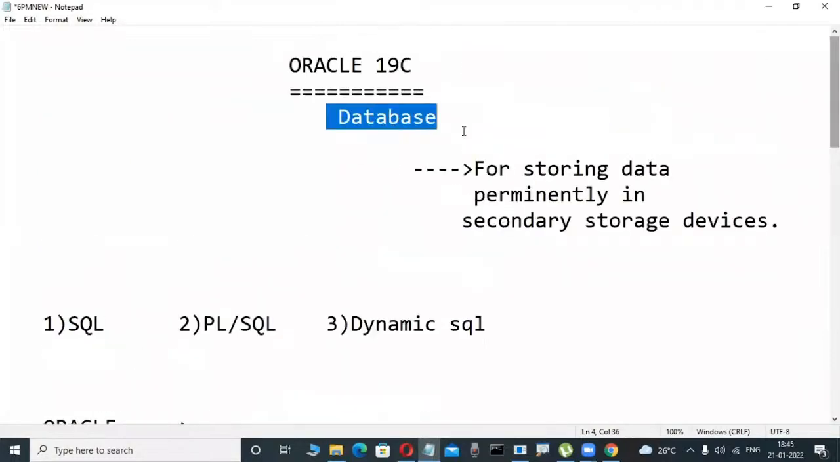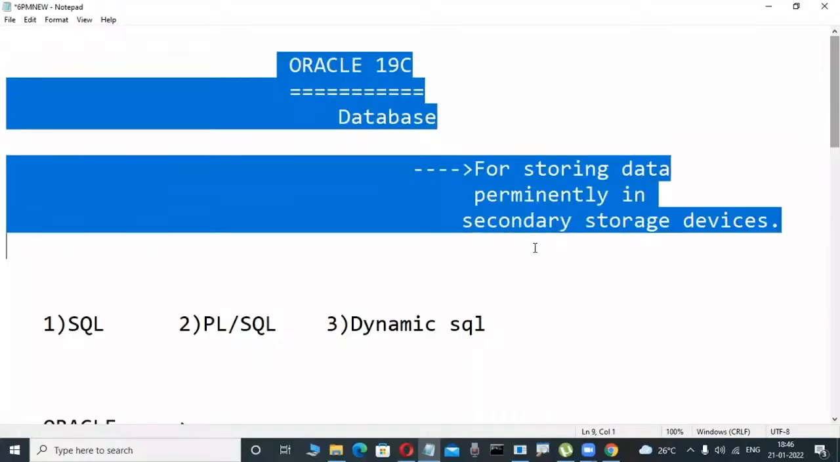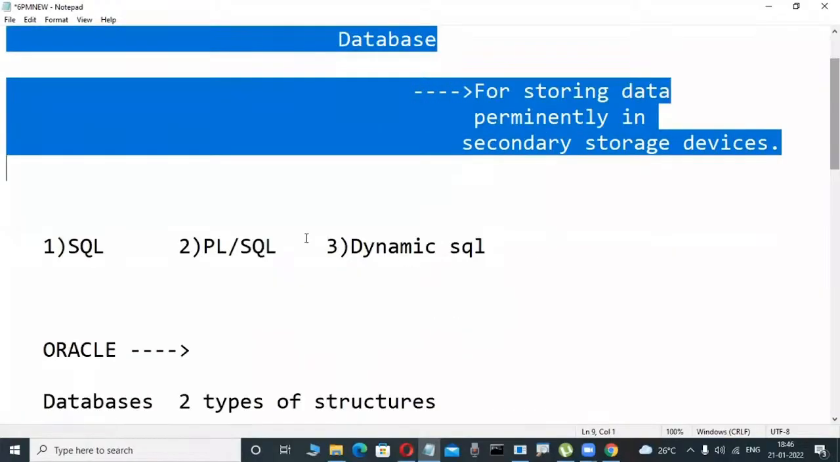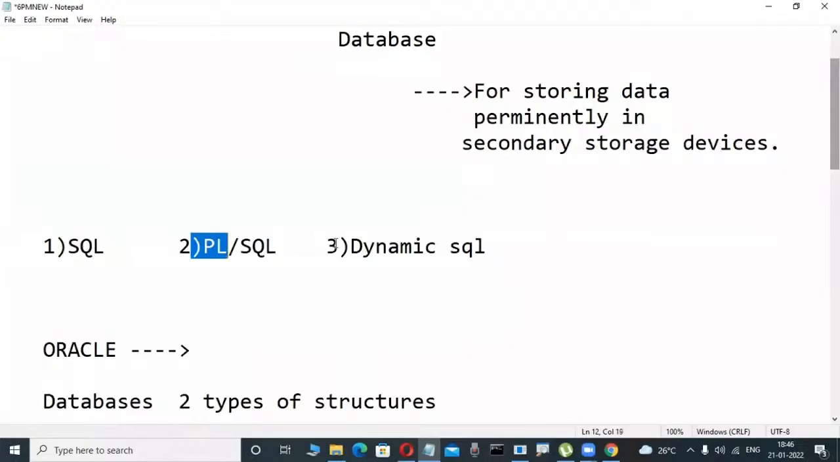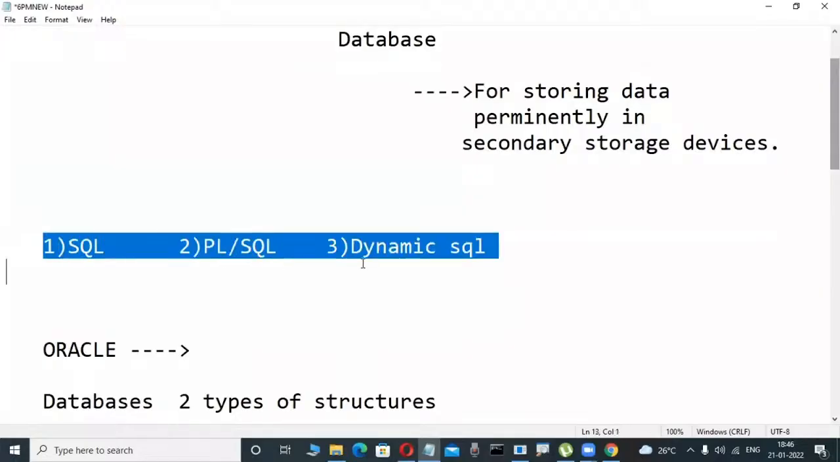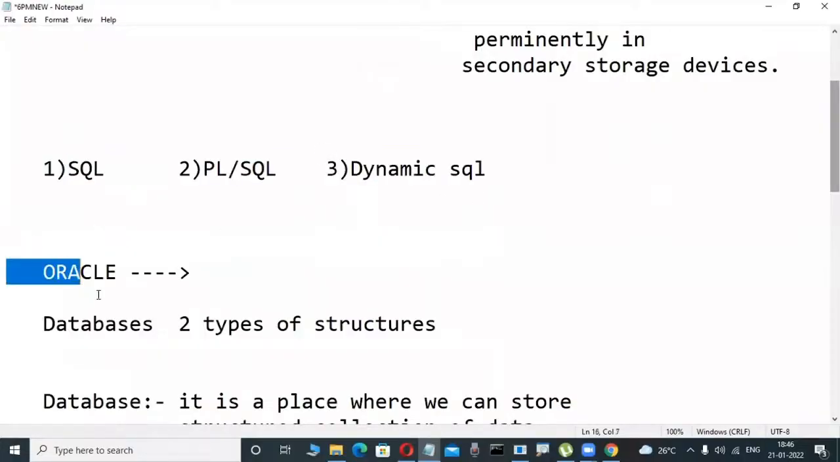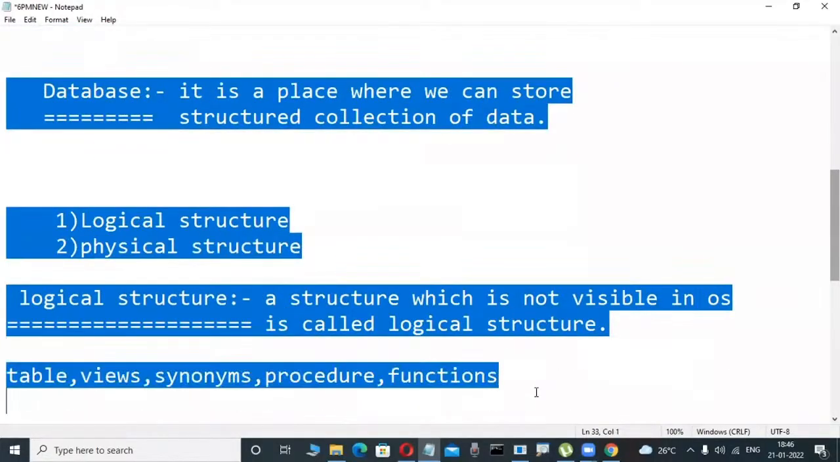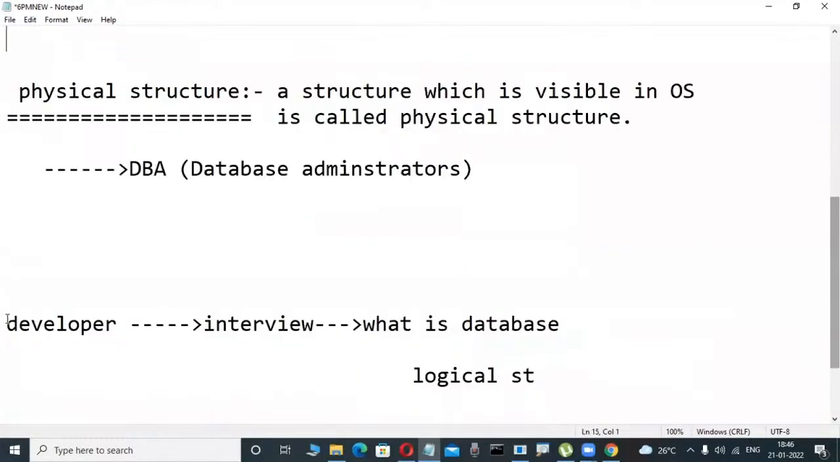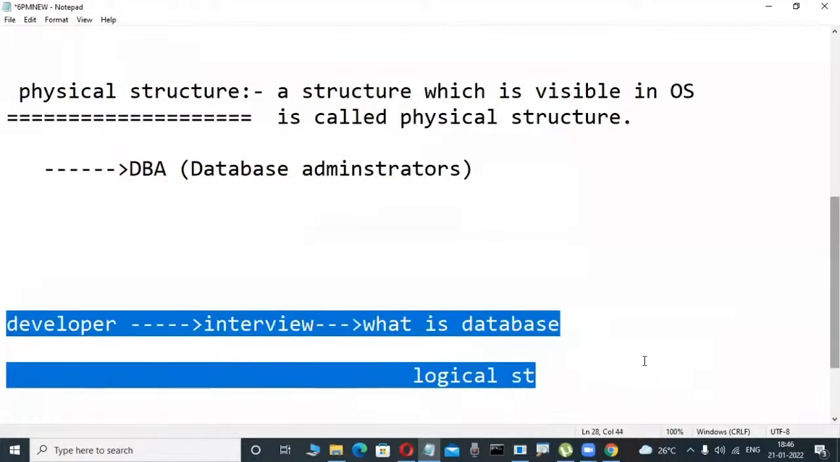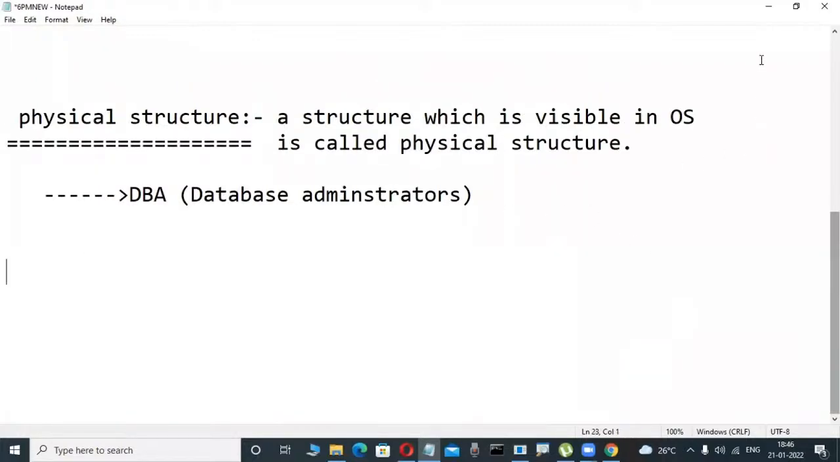What is the purpose of databases? Not only storing data permanently, but also retrieving and fetching data efficiently from some place. If you want to operate this Oracle software, we use SQL, PLSQL, and dynamic SQL languages. Anywhere we learn an Oracle course, these three things are taught. That is a very small thing I'm telling. Okay, fine. Now check it out.